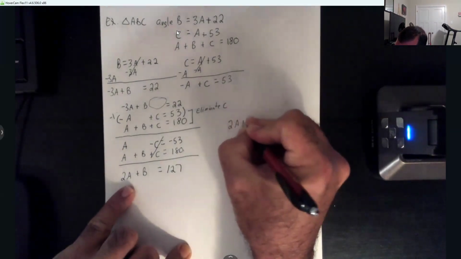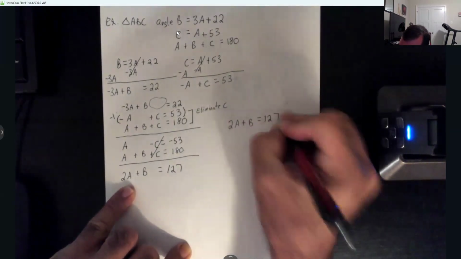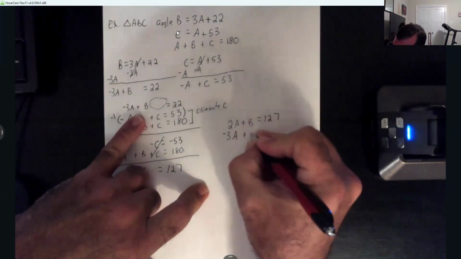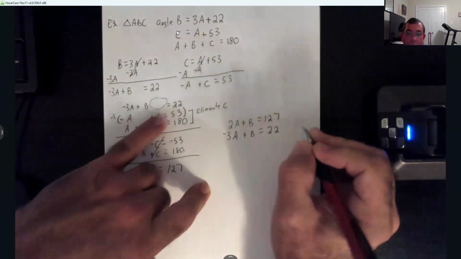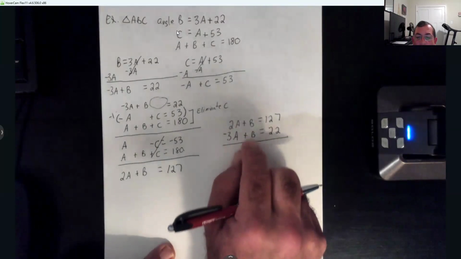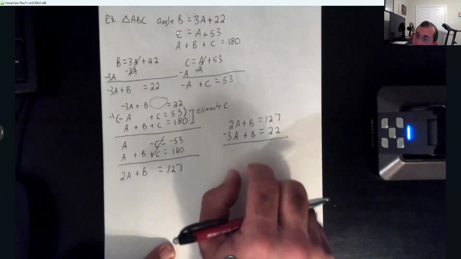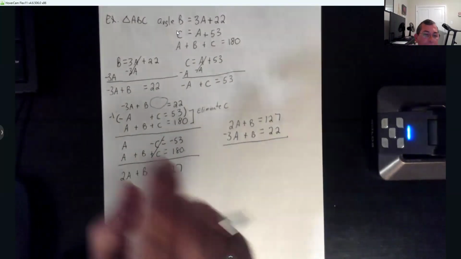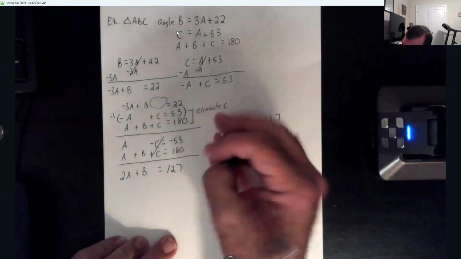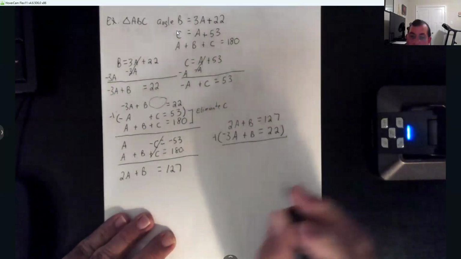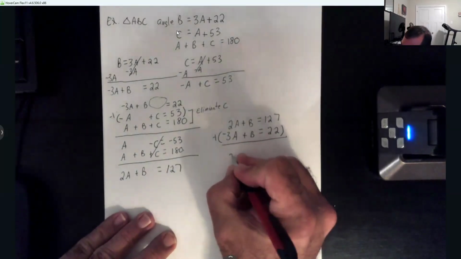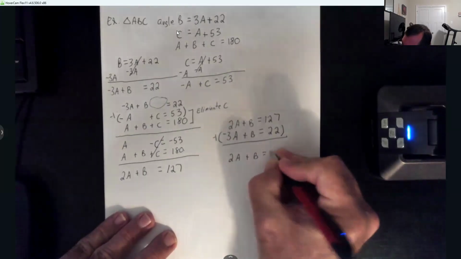The 2A plus B equals 127. This one that we didn't use was a -3A plus a B equals 22. We can now solve these two equations for eliminating one of the variables. Then I'll have one variable left to solve for. Then we'll start back substituting, okay, and get all three of these angles. So right here, I'm going to eliminate the B by multiplying this row by a -1. That way that'll give me a -B to cancel with that one, okay? So I'm not changing my first row. So 2A plus B equals 127.